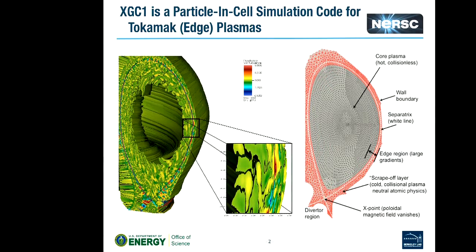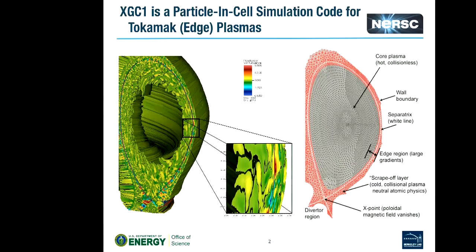So quickly about the code. It's a particle-in-cell simulation code for fusion plasmas in a tokamak, and a tokamak is basically a toroidal system where there's an external magnetic field that's set up in toroidal surfaces to confine the particles up until this X line that you see in the figures here.